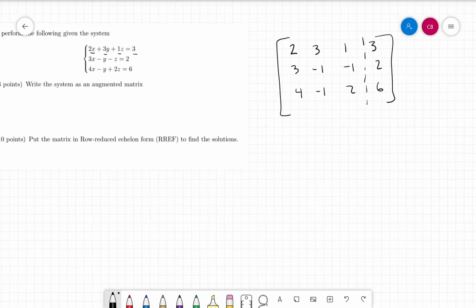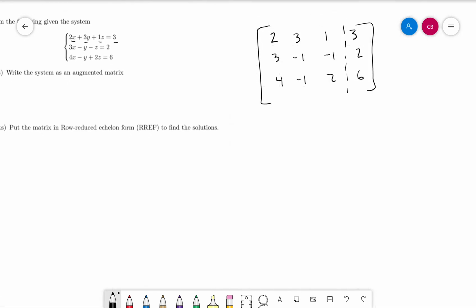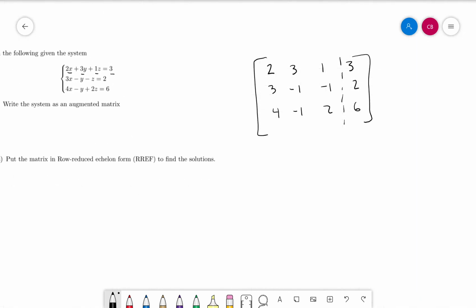It says put it in RREF form and find the solution. So, I want to get a 1 in that first position, and I notice these are 2 and 3, so I can kind of do 3 minus 2 and then put a 1 there. So what I want to do first is I want to do row 2 and row 1 switched. So I have 3, -1, -1, and 2, and 2, 3, 1, and 3, 4, -1, 2, and 6. Okay, that's taken care of.